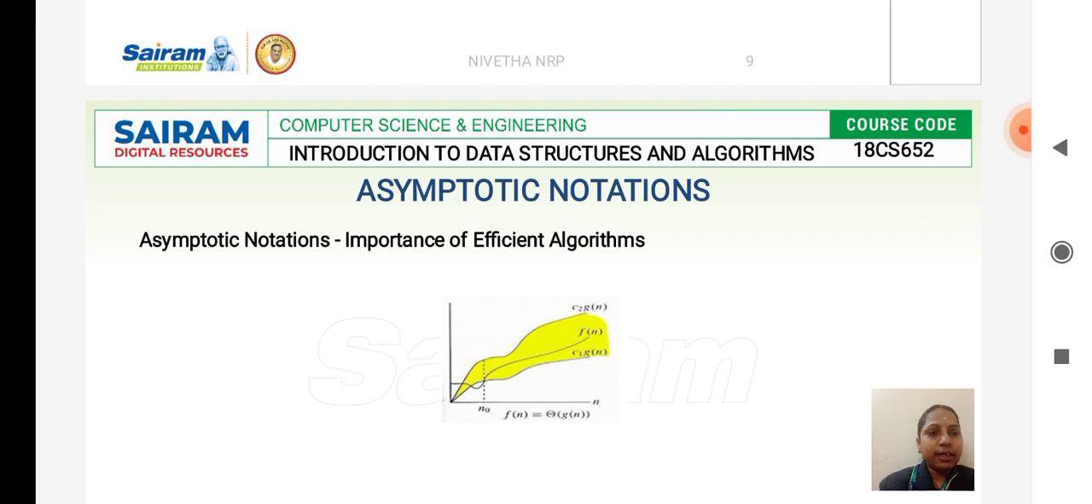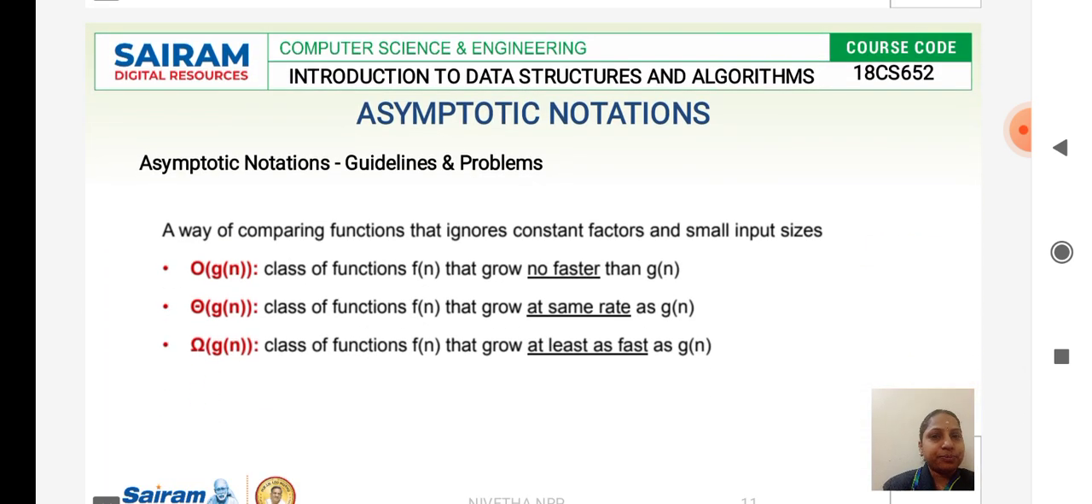So this is the graphical representation. Here it may lie between c1 and c2; it depends upon the input factor. It may be either at the lower bound or at the upper bound, and this is considered to be the average case. Probably whenever we work with this, most scenarios will go with this average case.